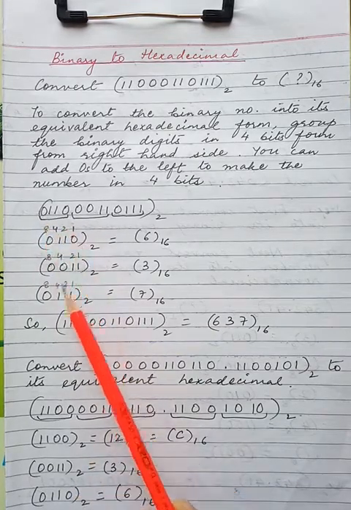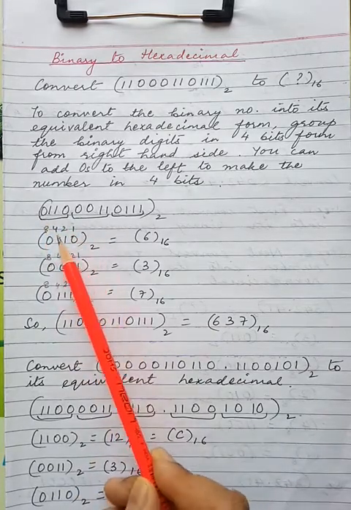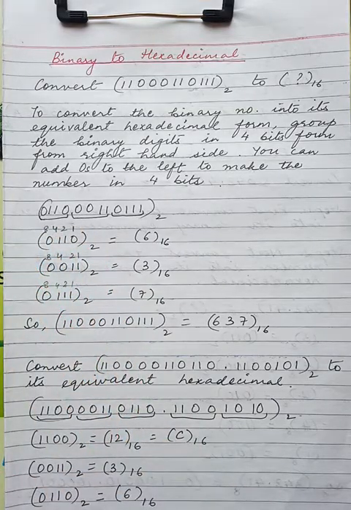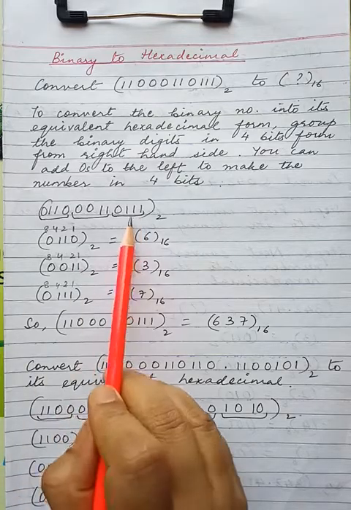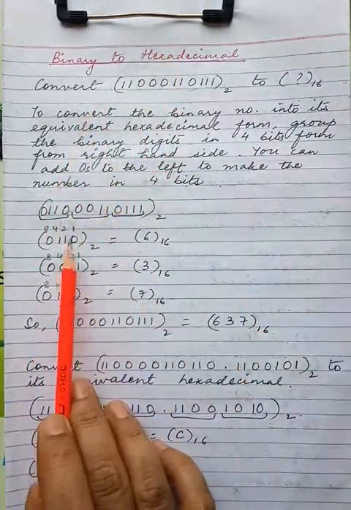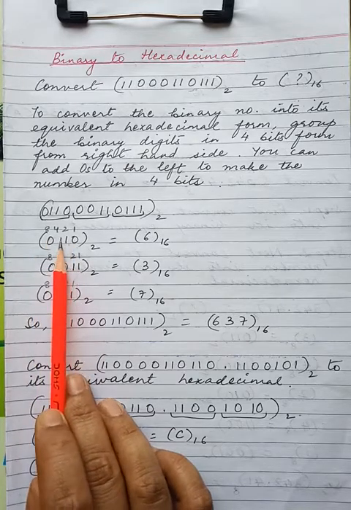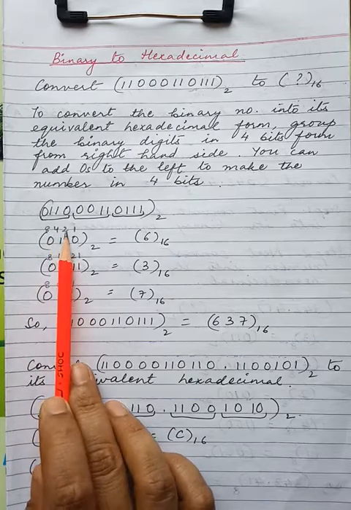Now write all these groups separately and on top of it write 1, 2, 4, 8 starting from right. In octal we used to take groups of 3. Here to convert into hexadecimal we will take groups of 4. And again the same method. Wherever 1 is coming, add the numbers on top of it.